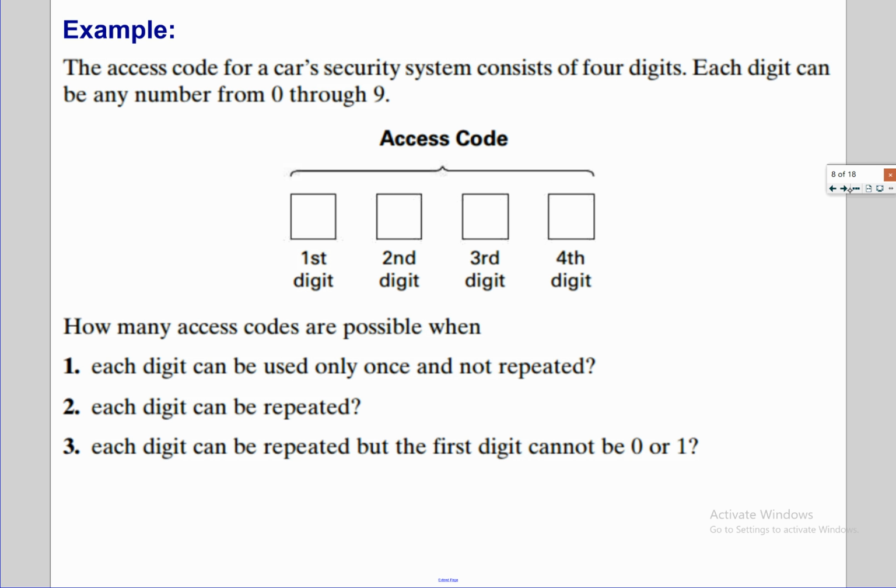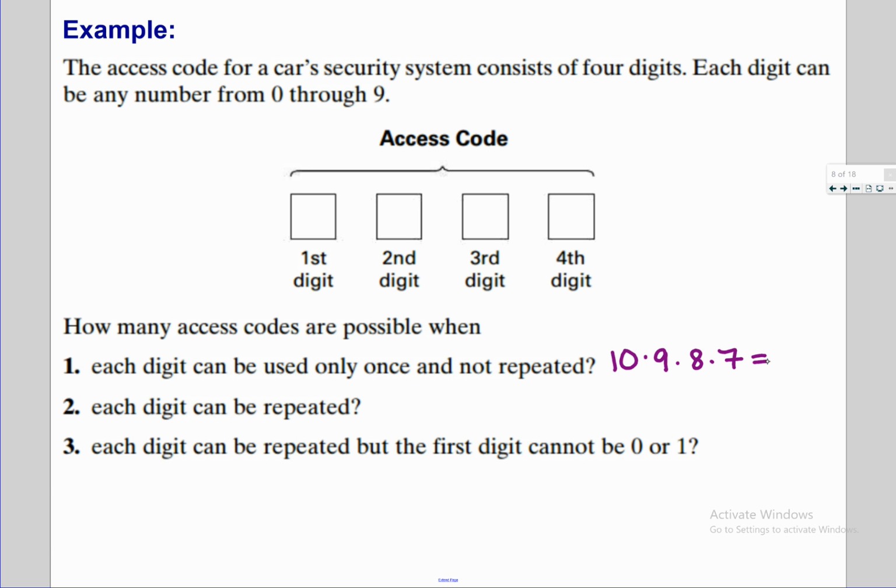So the first question is, how many access codes are possible when each digit can only be used once and not repeated? Okay, so we want to think about how many choices we have for each digit. So let's start with the first digit. I haven't used any digits yet, right? So how many choices do I have? 10, okay? Then I'm not allowed to repeat. So whatever I use for the first digit, I cannot use that for the second digit. So how many choices do I have? 9. So for the third digit, I have 8, and for the fourth digit I have 7.